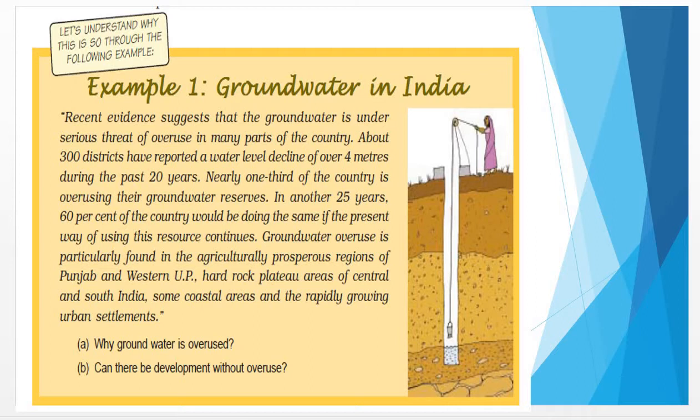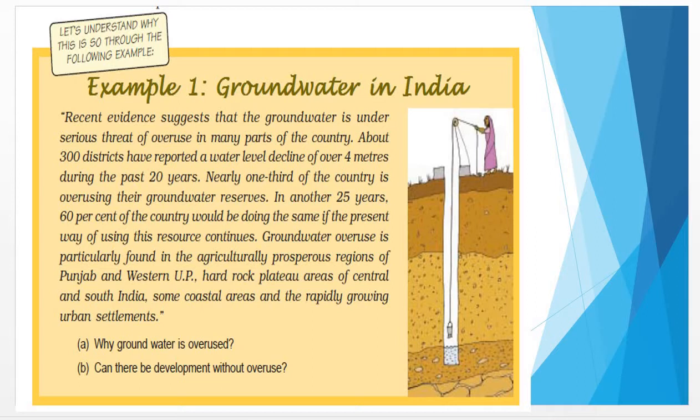Recent evidence suggests that groundwater is under serious threat of overuse in many parts of the country. About 300 districts have reported a water level decline of over 4 meters during the past 20 years. Nearly 1/3 of the country is overusing their groundwater reserves. In another 25 years, 60% of the country would be doing the same if the present way of using this resource continues.